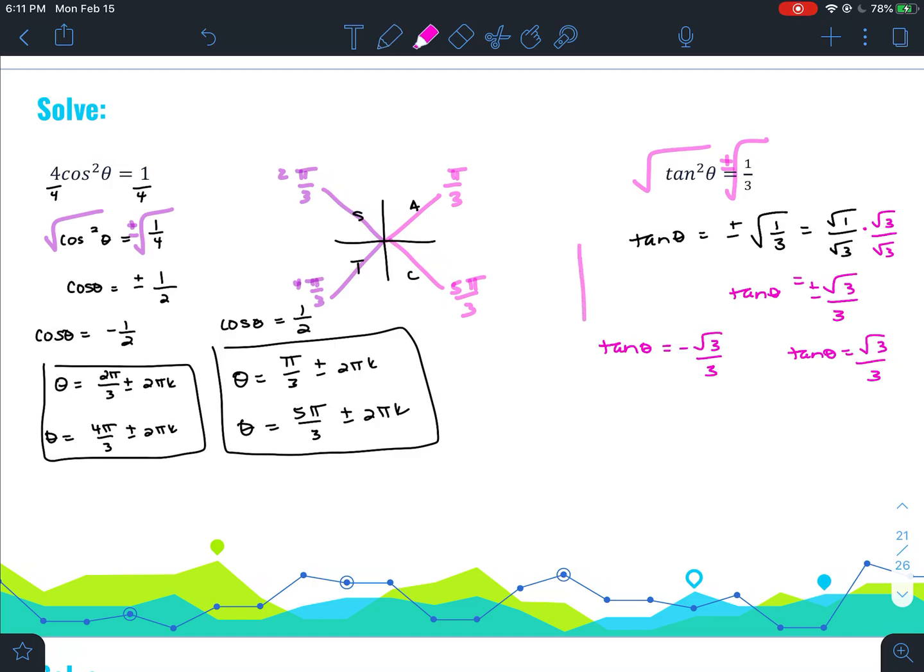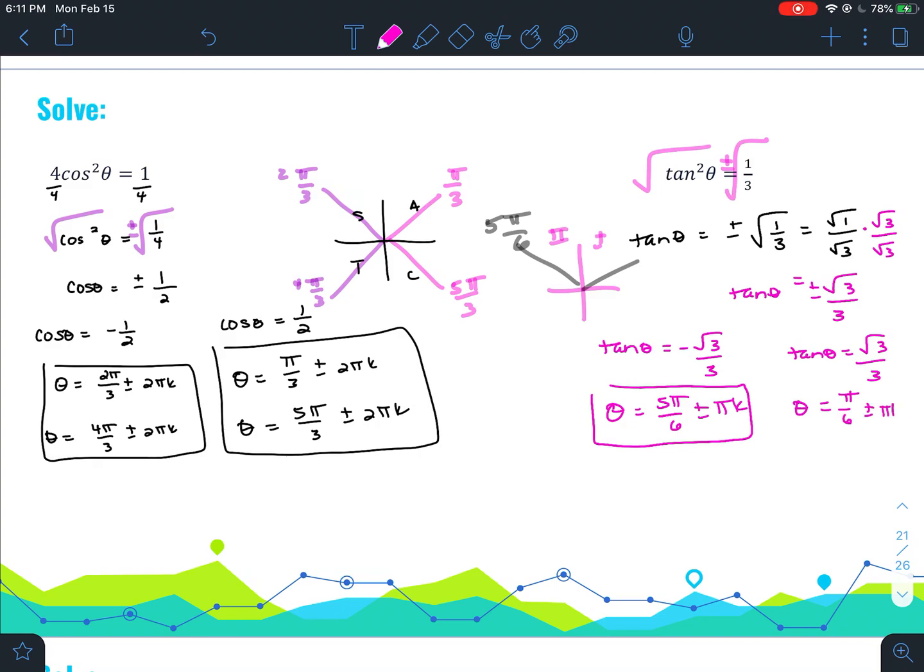Well, remember, we only have to look in the first and second quadrant for tangent. Tangent is negative in the second quadrant, and it's square root 3 over 3 at the pi over 6, and the pi over 6 in the second quadrant is 5 pi over 6. So this is going to be theta equals 5 pi over 6 plus or minus pi k, because the period for tangent is pi. And then the other one, tangent is positive square root 3 over 3 in the first quadrant, and it's the pi over 6. So this would be pi over 6, and then plus or minus pi k. So that would be my solutions to that equation.